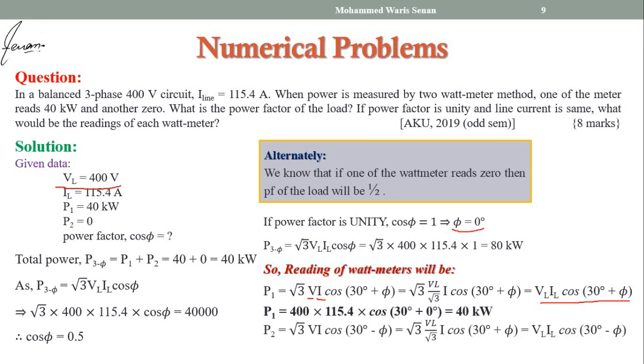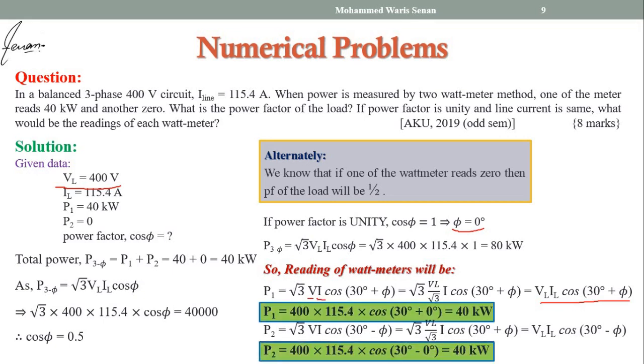So if you go to the second wattmeter, it is equal to VL IL cos(30 degree minus phi). By putting the value of phi, we get the total power P2 is equal to 40 kilowatt. So in this case, we see very clearly the reading of both the wattmeters is the same, equal to 40 kilowatt, and it is half of the total power measured.